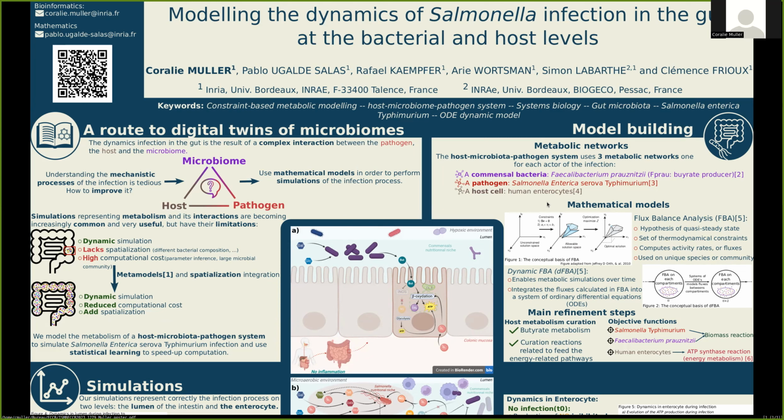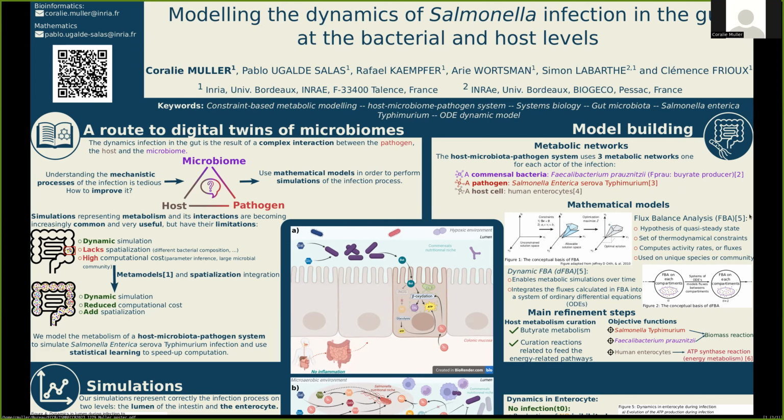The host-microbiota-pathogen system uses three metabolic models: Faecalibacterium prausnitzii, referred to as FPRO, as a representative butyrate-producing commensal bacterium, the enteric pathogen Salmonella, and the human genome-scale metabolic model to represent the metabolism of colonic epithelial cells.